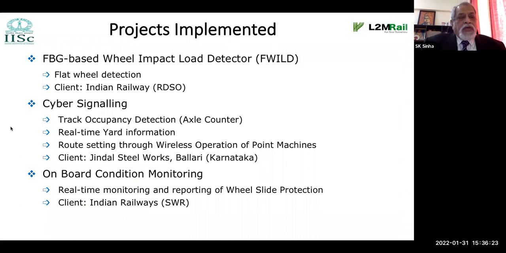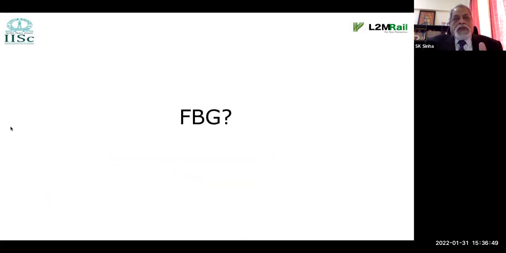The projects which we have already implemented are what is known as wheel impact load detector. I will give you a brief of all this. Then there is cyber signaling, which requires remote operation of point machines for route setting and also for detecting track occupancy or vacancy. And then we have an onboard condition monitoring system.